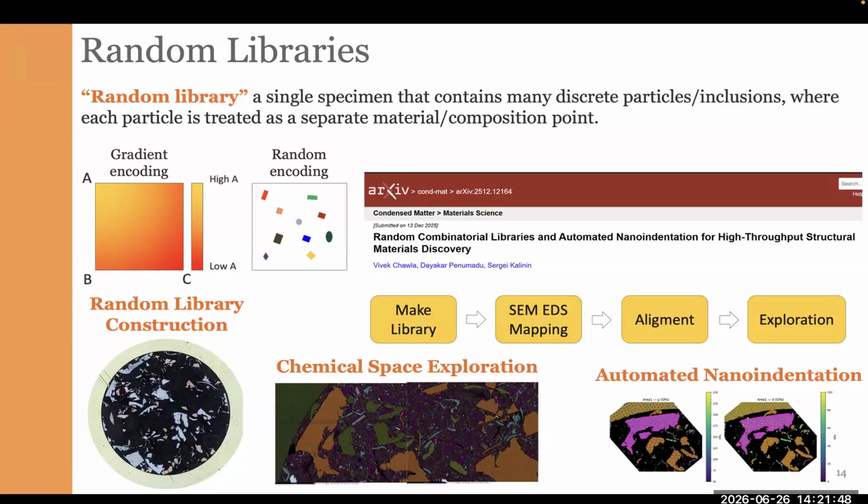The concept of a random library and how it can be implemented and integrated was first demonstrated for automated nanoindentation. So the idea is the following: you just make a library. In this case, it was just epoxy resin and some metal particles. And after that, you need somehow to disentangle what the compositions are. Hopefully, we have a method like EDS, so you can make EDS mapping. And after that, you have particles and you have a map of the composition. And what can you do? You can just navigate through this library, find the composition you need, and make an experiment.